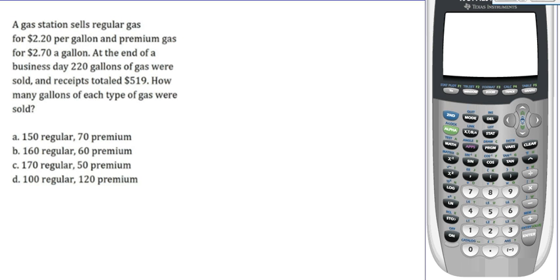All right, we'll go over this problem here. It says a gas station sells regular gas for $2.20 per gallon and premium gas for $2.70 a gallon. At the end of the business day, 220 gallons of gas were sold and receipts totaled $519. How many gallons of each type of gas were sold? And we have our answer choices here: A, B, C, D.